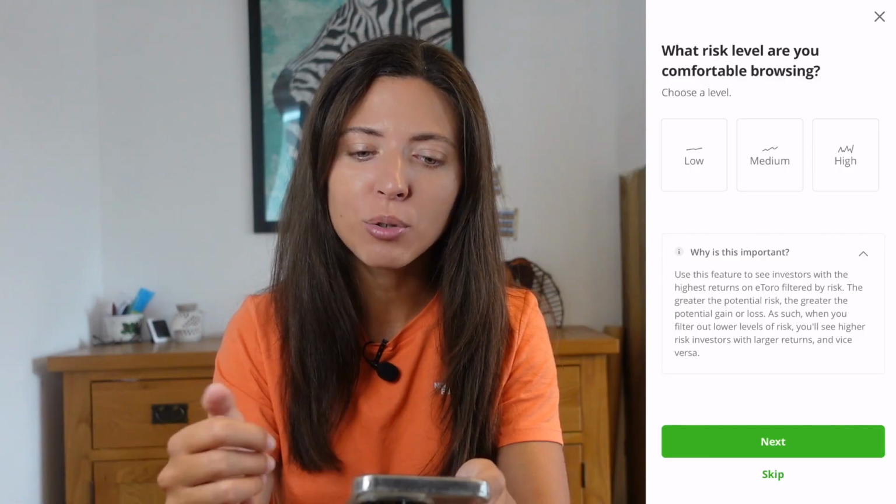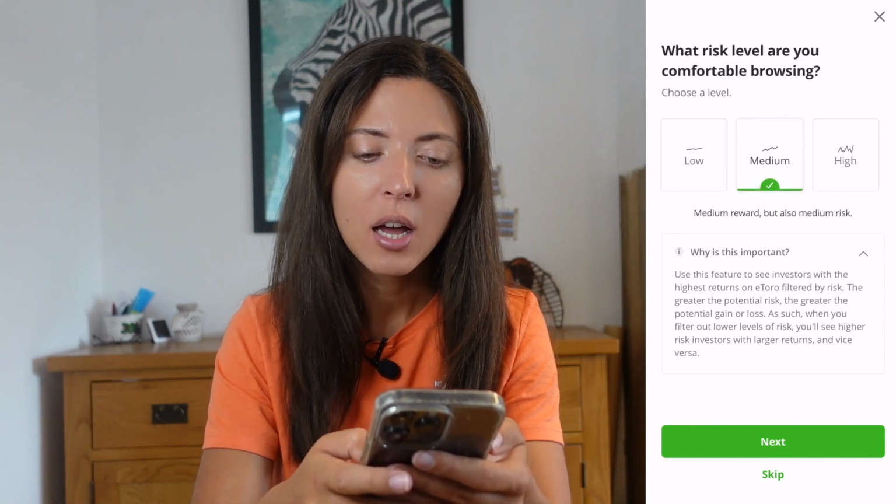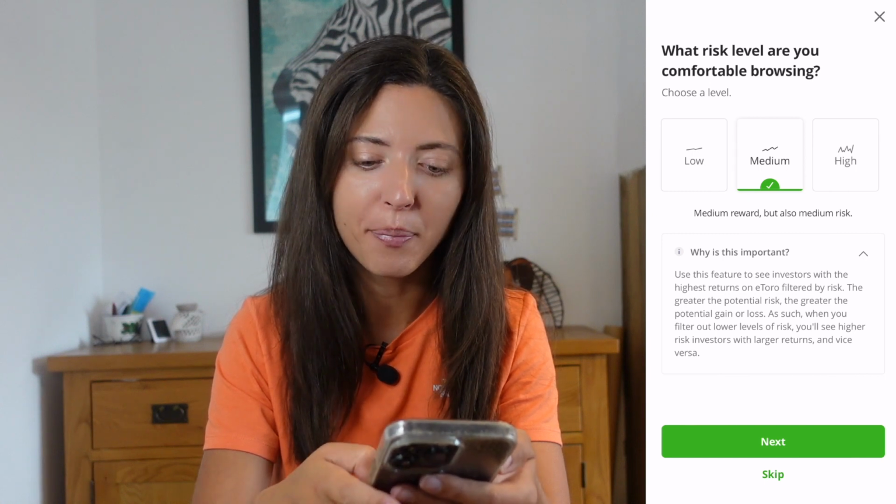I would usually choose the risk medium to high. For here, let's choose the medium risk. Medium reward, but also medium risk. I think it's the perfect option for a lot of people.